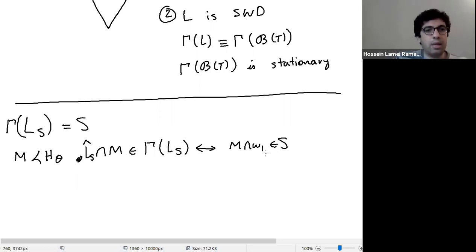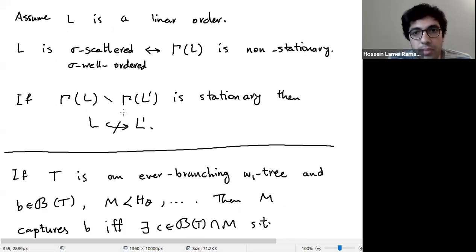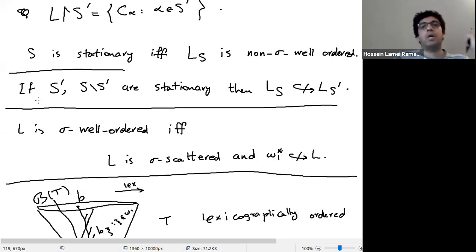This is why, okay, now we can see that if S is stationary, gamma of LS, S is stationary if and only if LS is not sigma well ordered. We can also see the other fact, that it behaves very strangely with respect to minimality: if S prime and S minus S prime are stationary, then LS is not going to embed into LS prime, because in this case, gamma of LS is going to be strictly above gamma of LS prime.